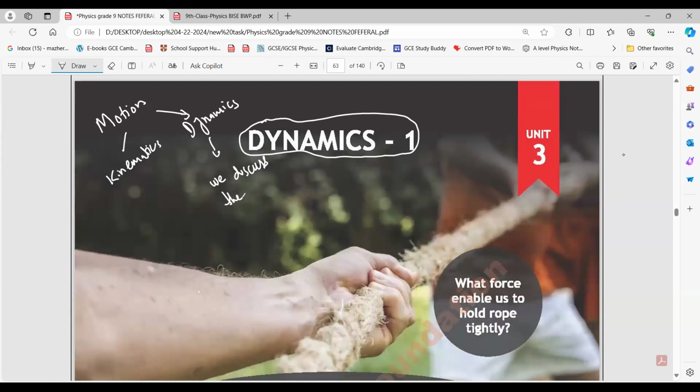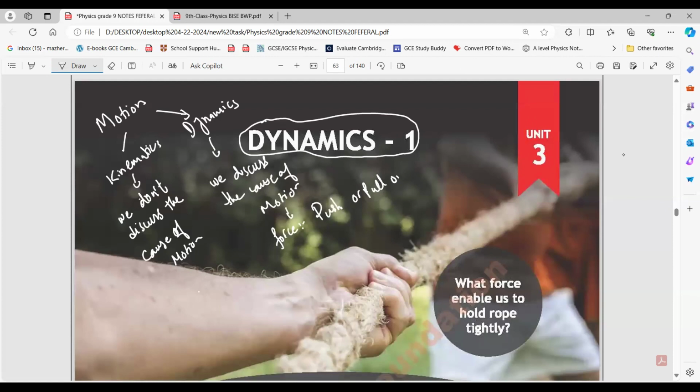Yes. We discuss the cause of motion in dynamics, and in kinematics we do not discuss the cause of motion. So in this chapter, we're going to study about force first. How do we define force? The very basic definition that the students memorize is push or pull on an object.